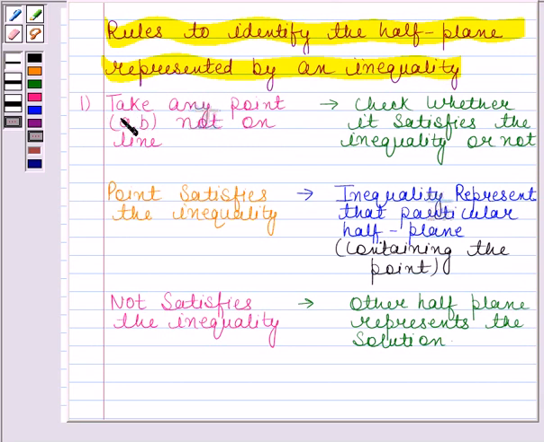According to the first rule, we have to take any point (a, b) not on the line, and then we have to check whether it satisfies the inequality or not. If the point satisfies the inequality, then the inequality represents that particular half plane containing the point. But if the point does not satisfy the inequality, then the other half plane represents the solution.